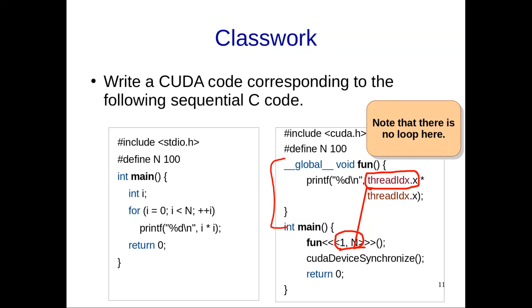Jagdish says, will fun<<<1, n>>> print the results sequentially? No. The results are going to get printed in parallel. So it's possible that 64 square might get printed first before 0 square is printed. That's possible. Another question: can we control thread IDs? Can we assign custom IDs? No. These are fixed by the hardware. We cannot control those. Any other concerns?